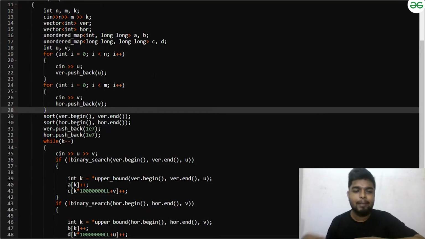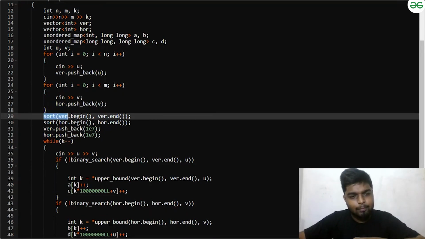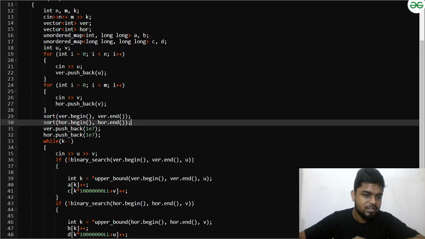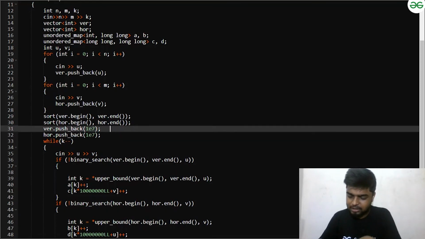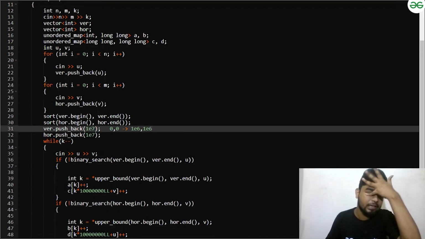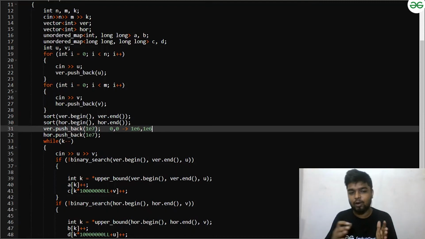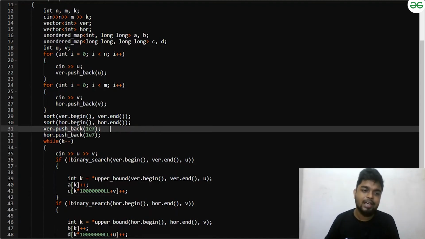Then to apply binary search, you will be sorting both horizontal and vertical vectors, and then you will be pushing 1e7. Why 1e7? Because as you know the points start from 0 comma 0, and it ends at 1e6 comma 1e6. So this was the coordinate range. Since you want to apply binary search, you need to have one more extra index such that it is not present in the array. So this is 1e7, which, as you can see, is not present in both horizontal and vertical vectors.